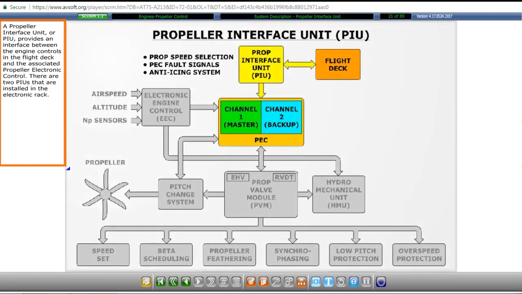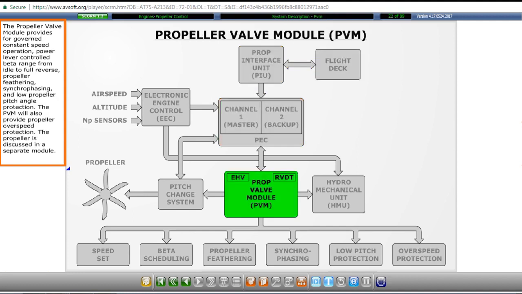A Propeller Interface Unit, or PIU, provides an interface between the engine controls in the flight deck and the associated propeller electronic control. There are two PIUs that are installed in the electronic rack. The propeller valve module provides for governed constant speed operation, power lever control beta range from idle to full reverse, propeller feathering, synchrophasing, and low propeller pitch angle protection. The PVM will also provide propeller over speed protection. The propeller is discussed in a separate module.